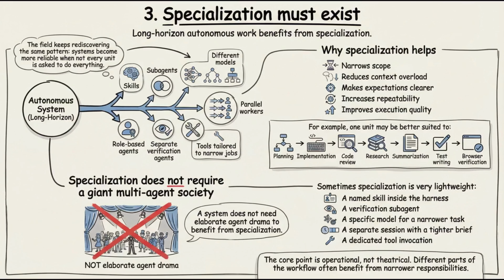We need to be clear that specialization does not require you to build a giant, elaborate, multi-agent society. Your system doesn't need all that theatrical agent drama to reap the benefits. Often, specialization is incredibly lightweight. It could just be a named skill inside your system's harness, a quick verification subagent, or using a specific, smaller model for a narrower task.